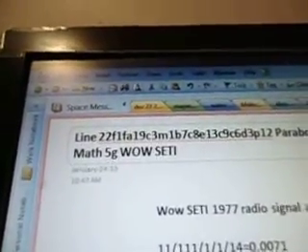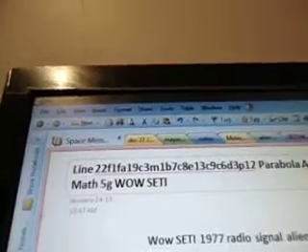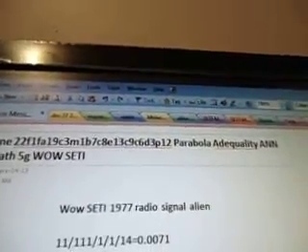Okay, so this is part 284C3m1b7c8e13c9c6d3p12, and it's line 22f1fa19c3m, and it's 1b7c8e13c9c6d3p12, Parabola Adequality, and Math 5G Wow Seti.